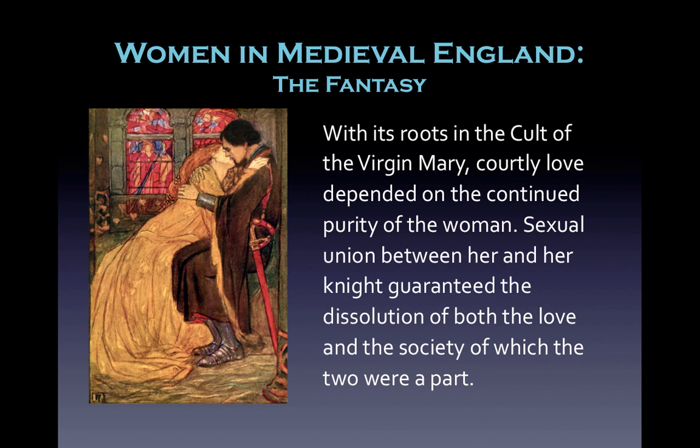A knight could wear his lady's colors on the battlefield. He could glorify her in poetry. He could draw inspiration from her in 100 different ways. But if he violated her purity with physical love, the whole social fabric unravels. This is precisely what happens in the story of the Knights of the Round Table, when Lancelot and Guinevere get a little too close and it destroys the entire social system that they represent.